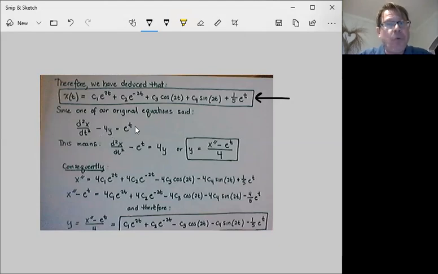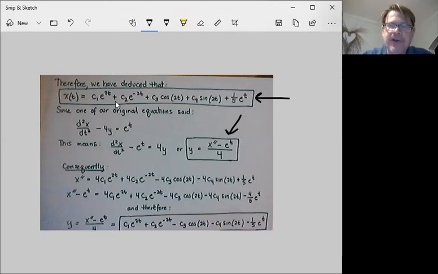Well, to find our y, we're kind of blessed here because one of our original equations said that the second derivative of x minus 4 times y equaled e to the t. If we rearrange that equation to solve for y, we find out that 4y is equal to the second derivative of x minus e to the t. So that just means that from that original equation, our function y has to be 1/4 of the difference between the second derivative of x and e to the t. So we just need to do some differentiation and some algebra.